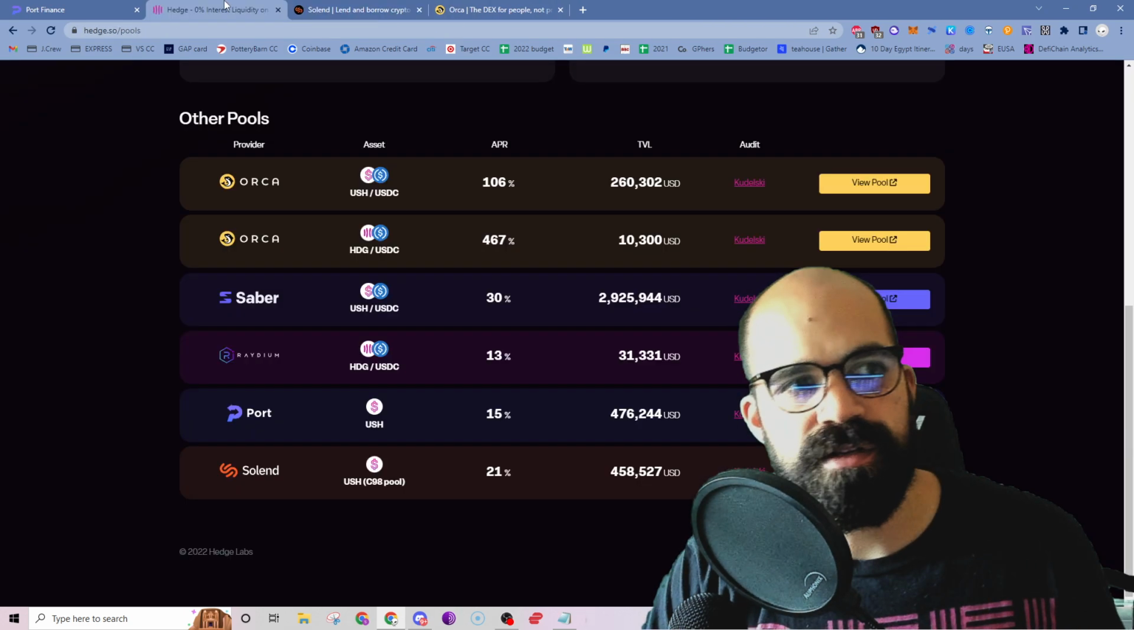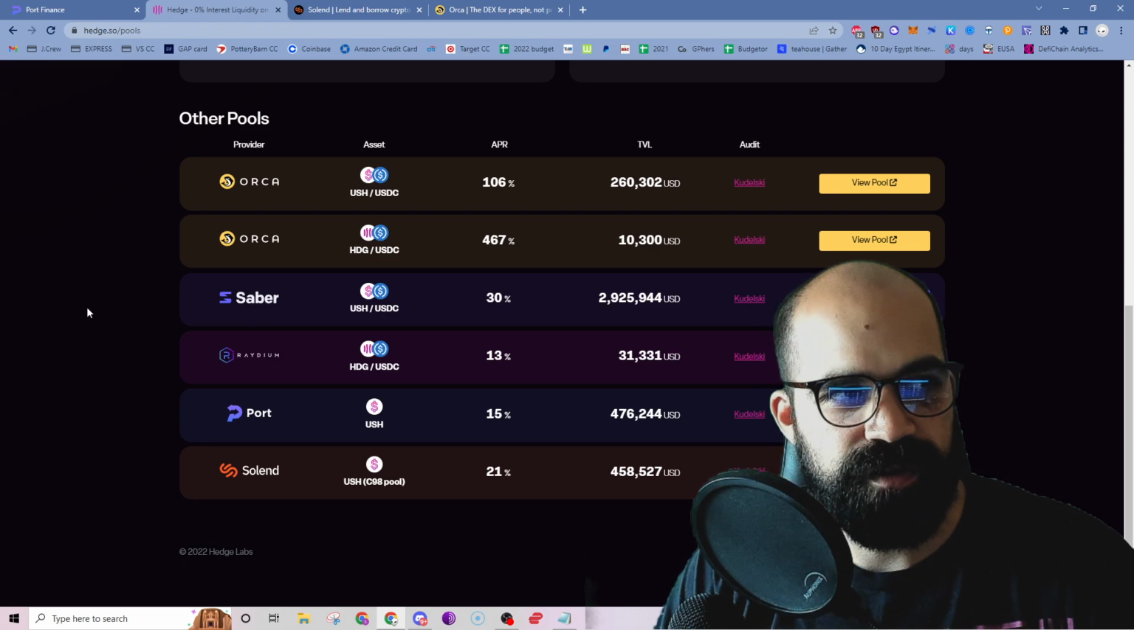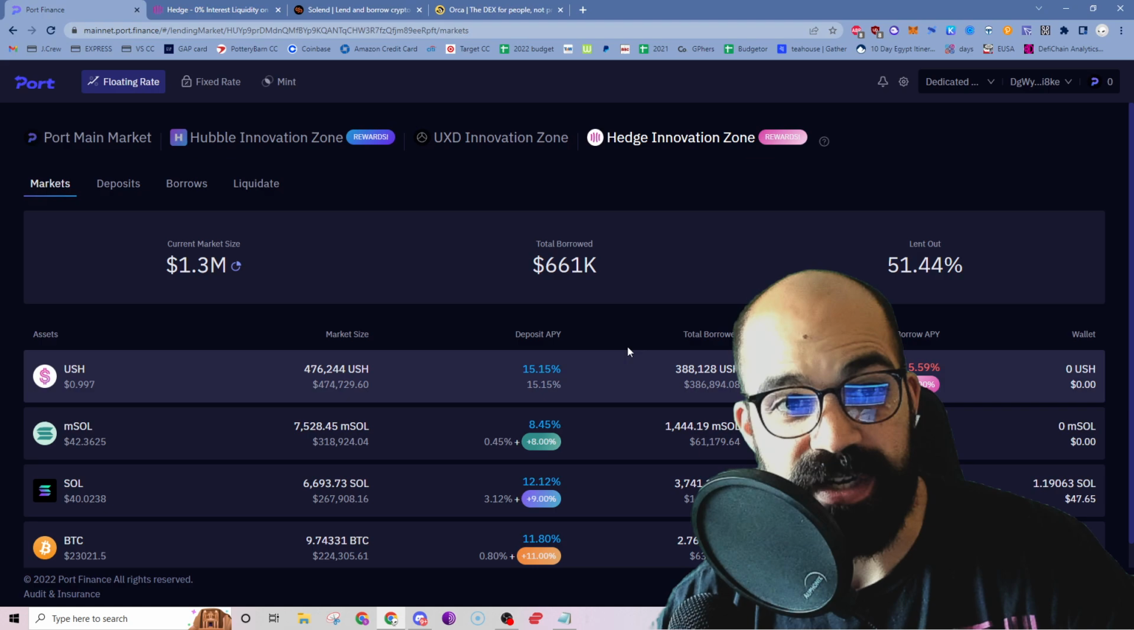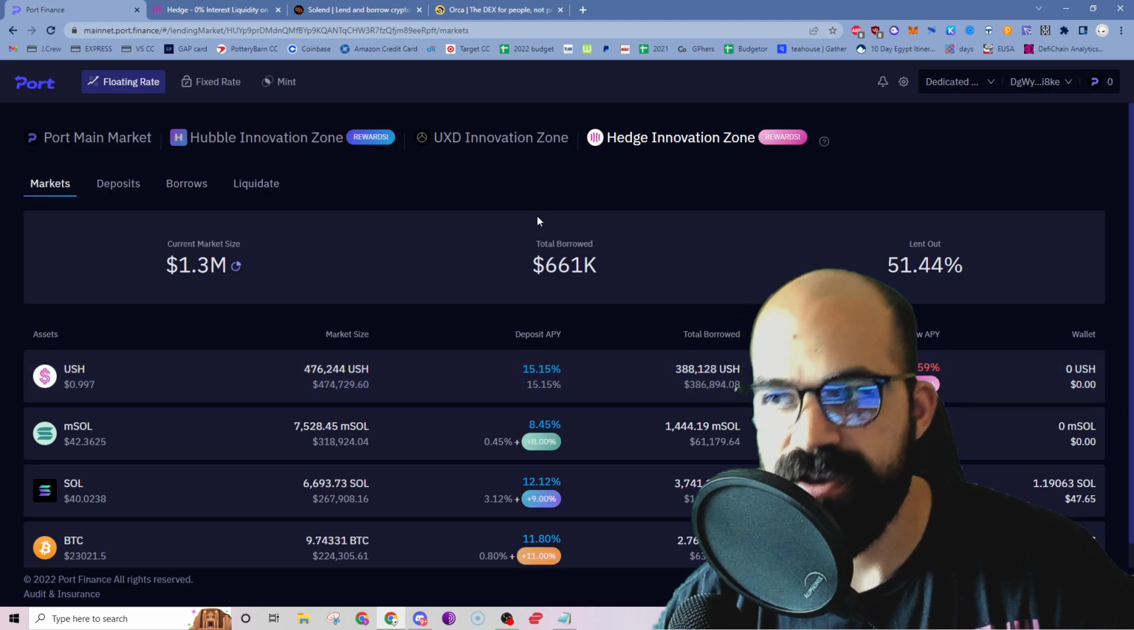So anyways, Hedge you can also use on Port Finance. This is another one of the things I just want to talk about. Port Finance recently opened up the Hedge Innovation Zone.